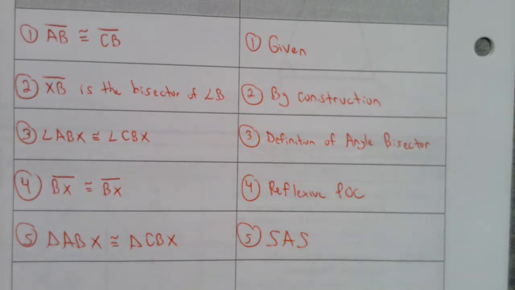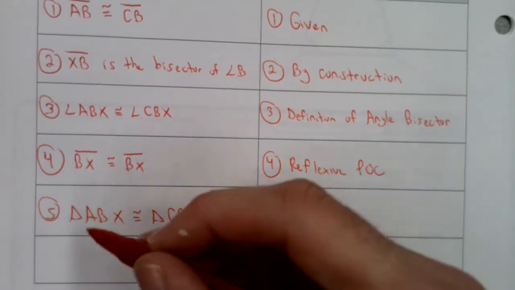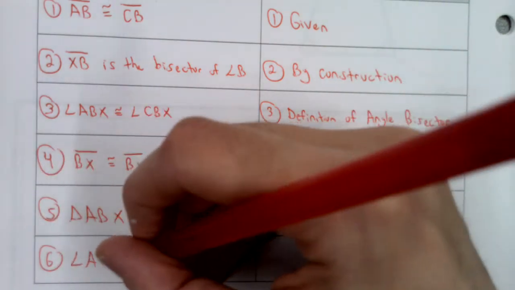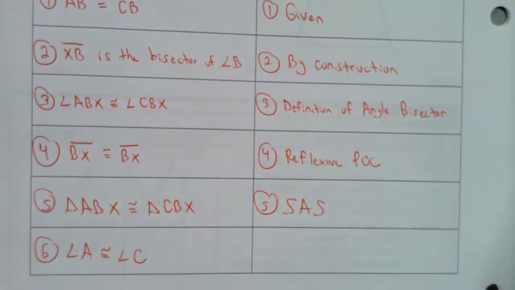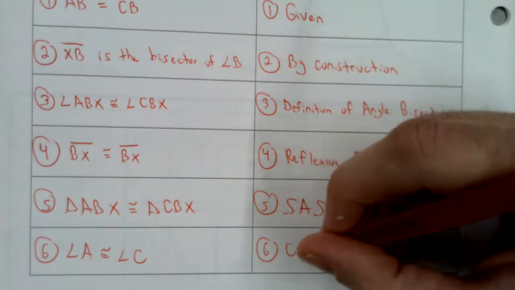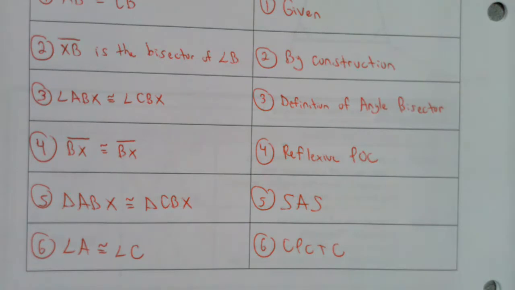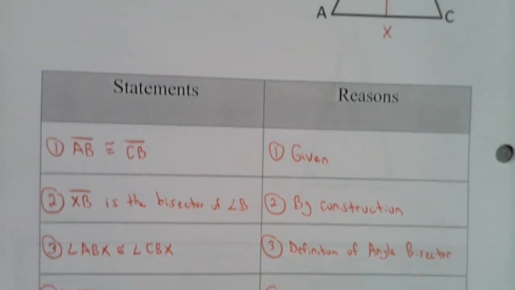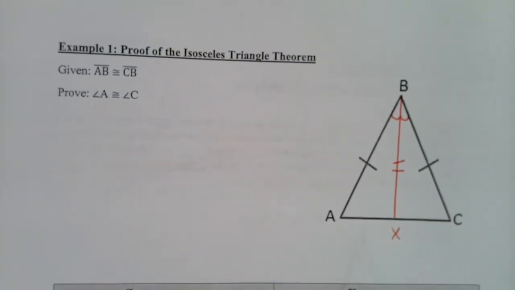And now, since I have the two triangles are congruent, I can say that angle A is congruent to angle C because the corresponding parts of congruent triangles are congruent. CPCTC. Remember, you use side side side, side angle side, angle side angle, angle angle side, and hypotenuse leg when you want to prove that two triangles are congruent. When you want to say a specific part is congruent, like angle A is congruent to angle C, that's when you use CPCTC. So that proof just proved the isosceles triangle theorem that I gave you on the previous page.